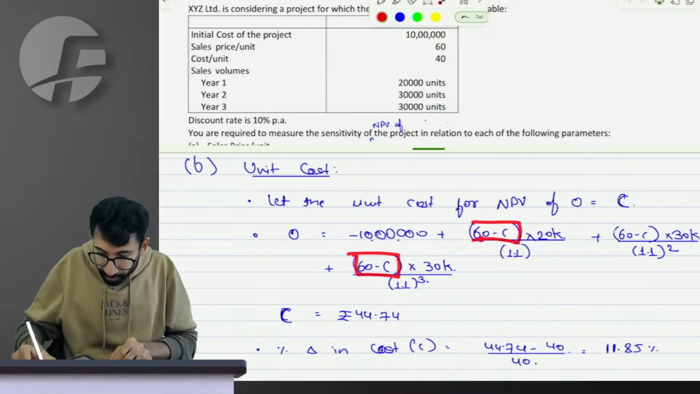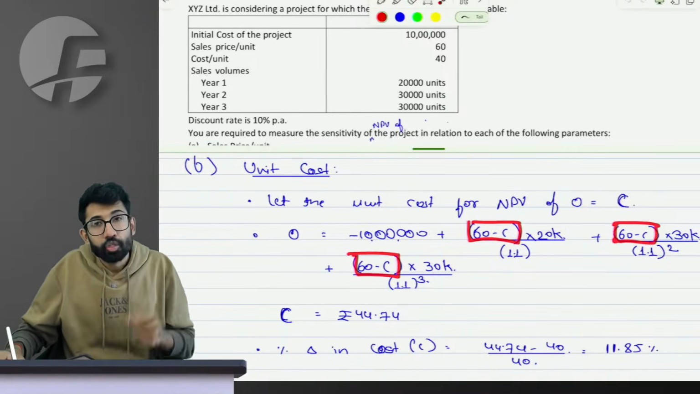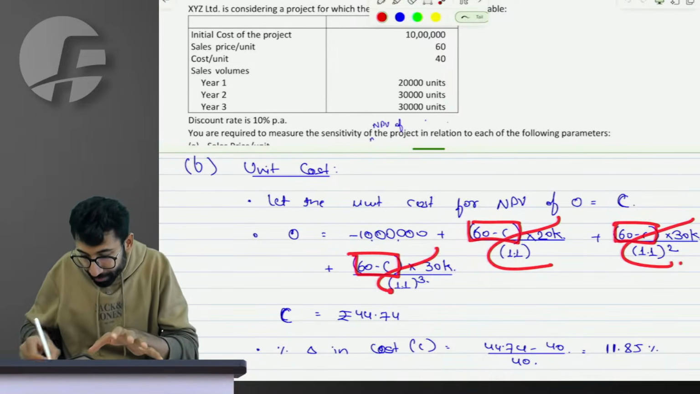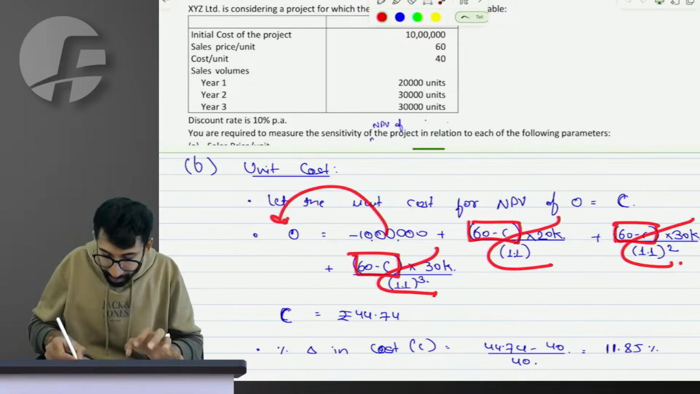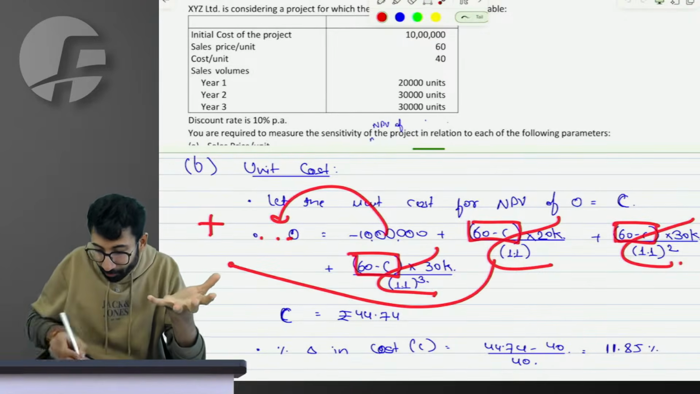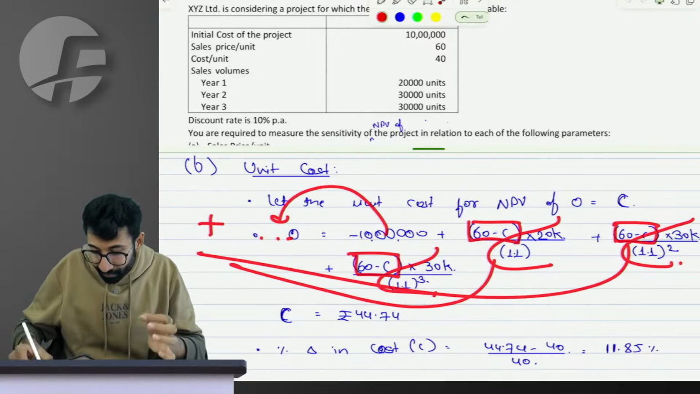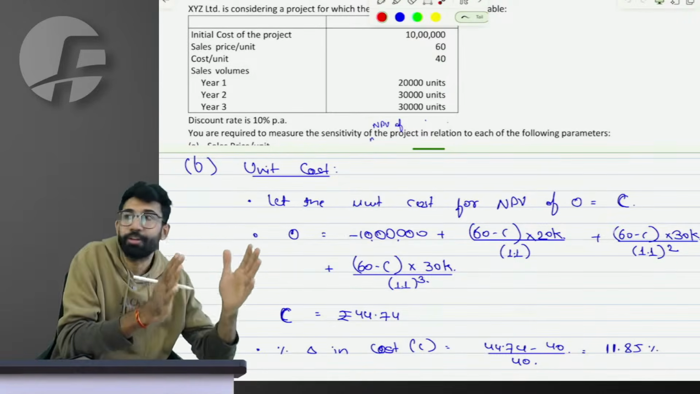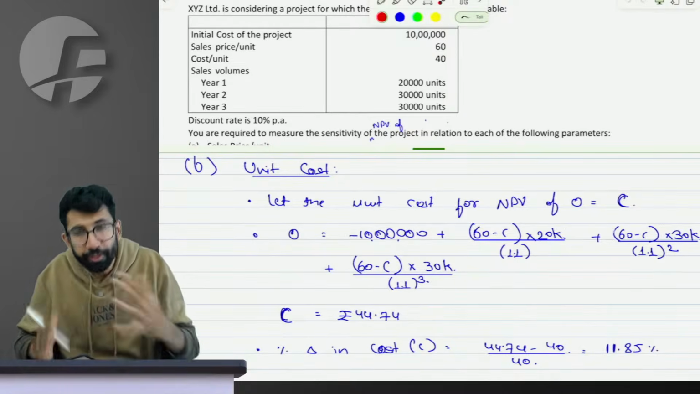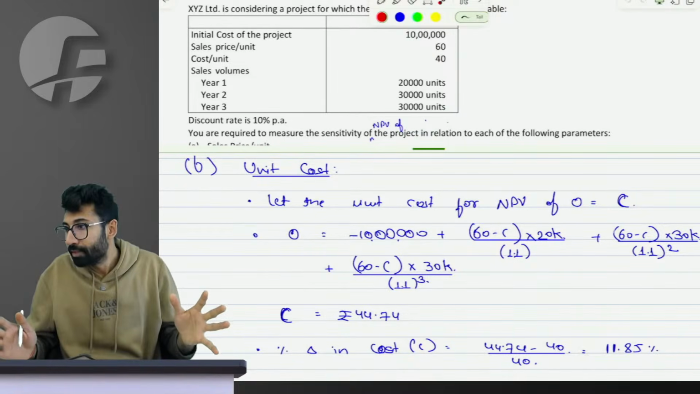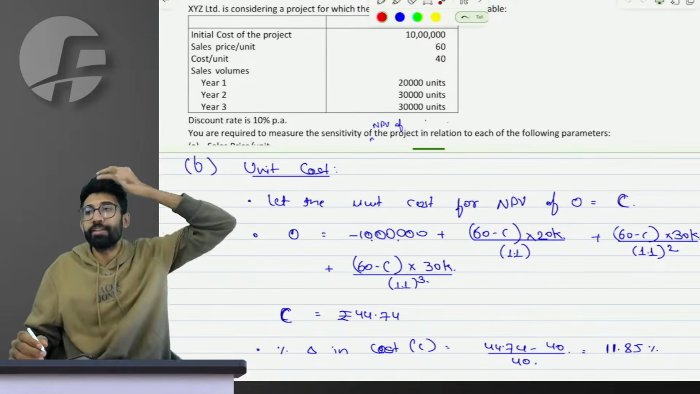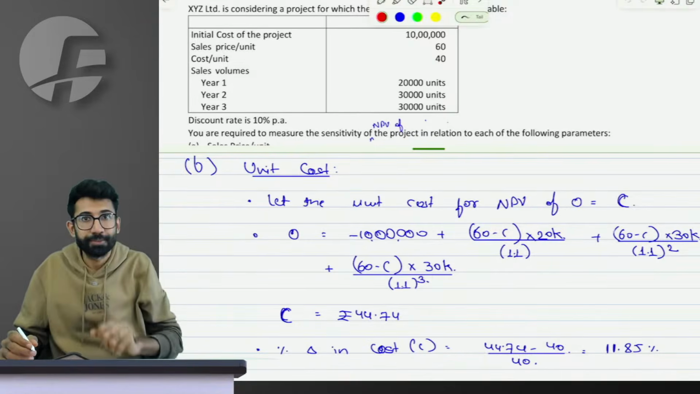60 minus C, you take common. So what is left in the bracket is present value of 20, present value of 30 and present value of 30, you add them up. This 10 lakhs you take to the LHS so that it becomes positive. This 10 lakhs divided by the sum of these present values, and 60 minus C will be the number on your calci. People in the class, on this particular thing I want your response. Am I able to convey to you how to do it directly on the calci? This is the same approach we have been following in the class. So kindly respond.